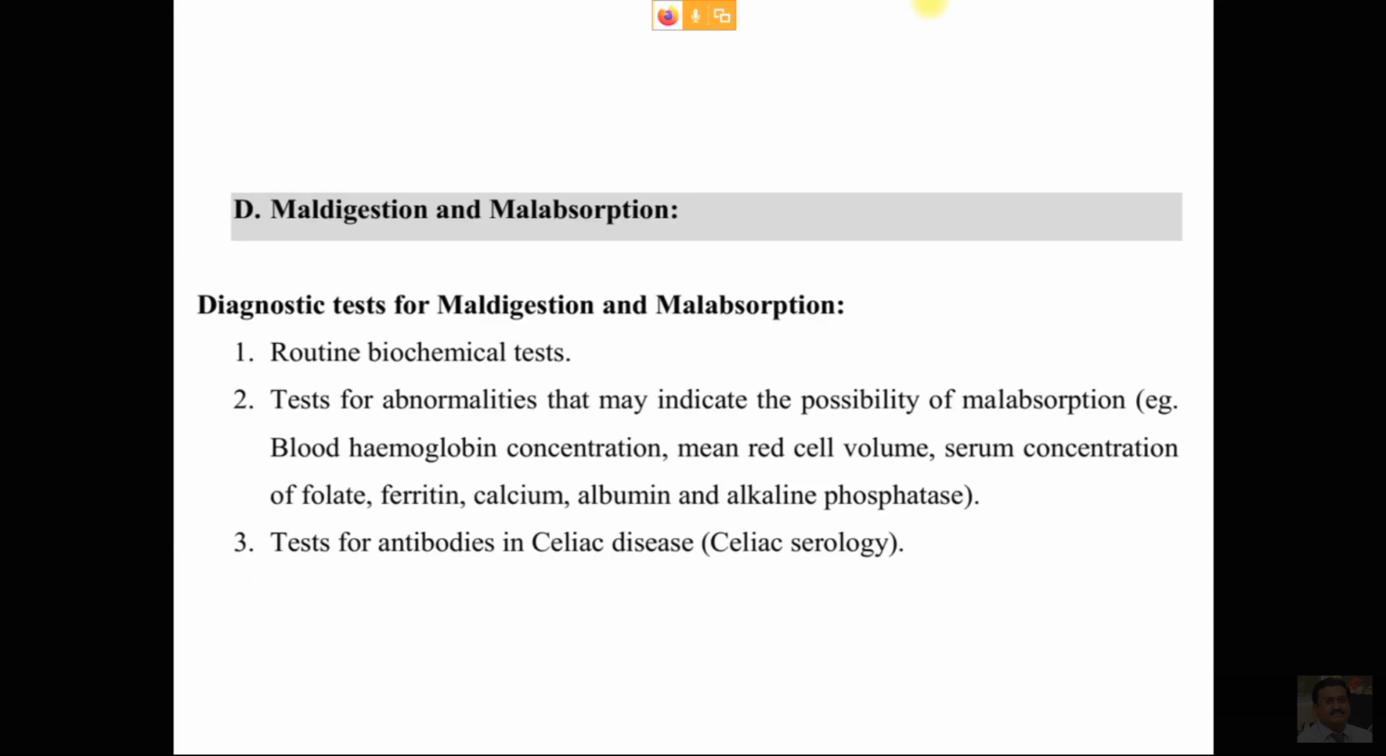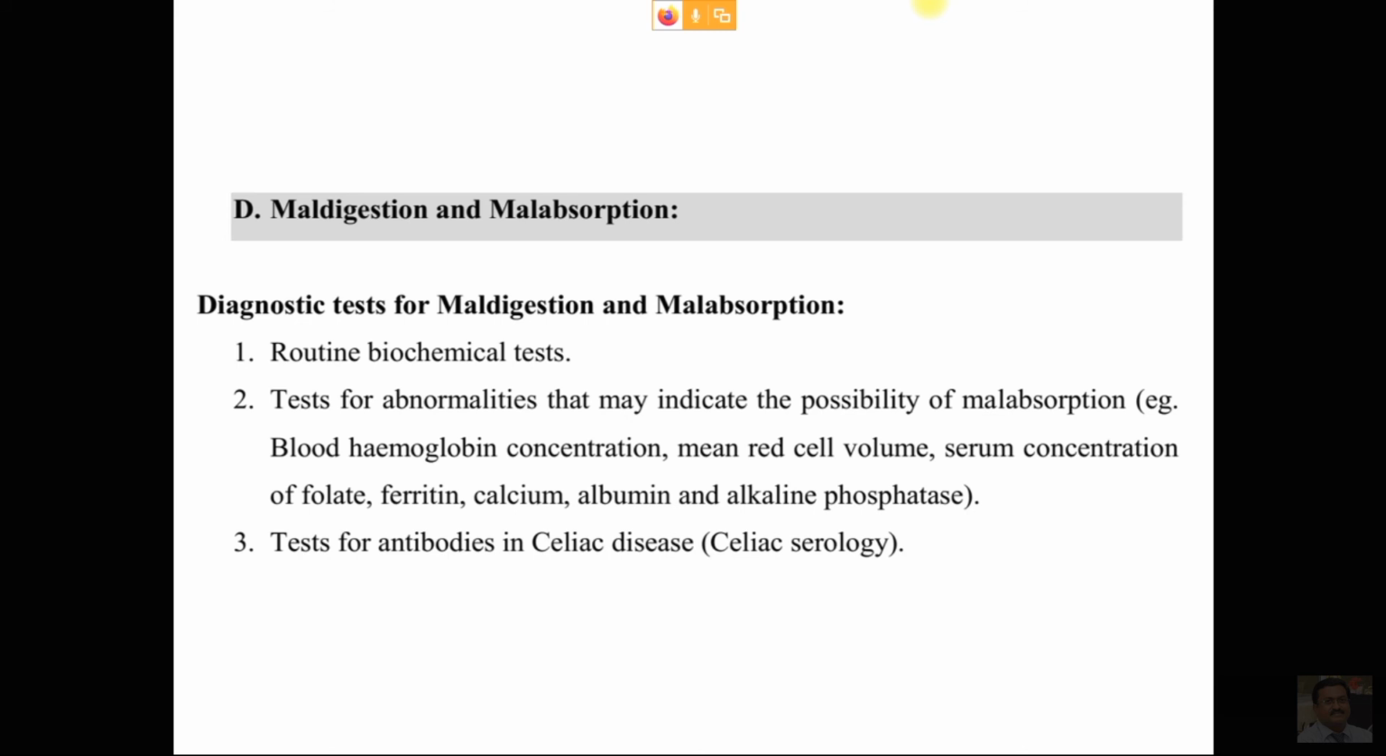So next, coming to another topic. We have 5 more minutes. With this we can conclude this section of today's lecture in advanced clinical biochemistry. Next topic is maldigestion and malabsorption.